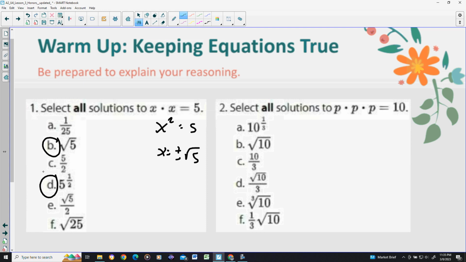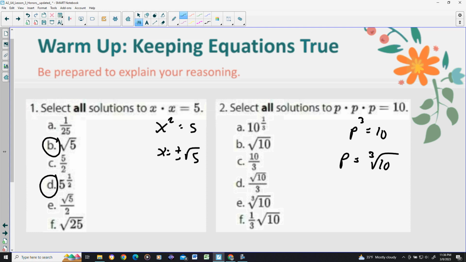What about p times p times p equals 10? P to the third power equals 10? Okay, so to solve that equation, we would take the cube root of both sides. And p equals the cube root of 10. Well, is there a plus or minus sign here? No, because remember, when you raise a positive to the third power, it's positive. Negative to the third power is negative. So we don't have to worry about all the extra pluses and minuses here. So we just need to find every expression that matches the cube root of 10.